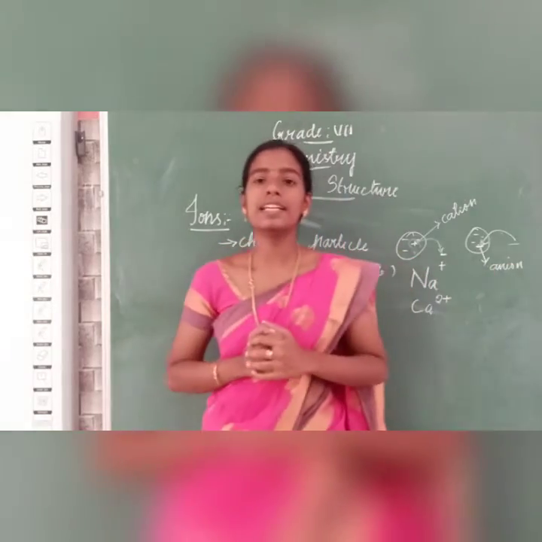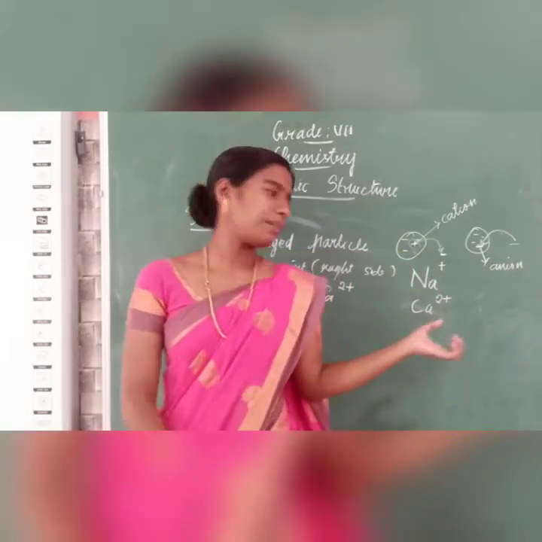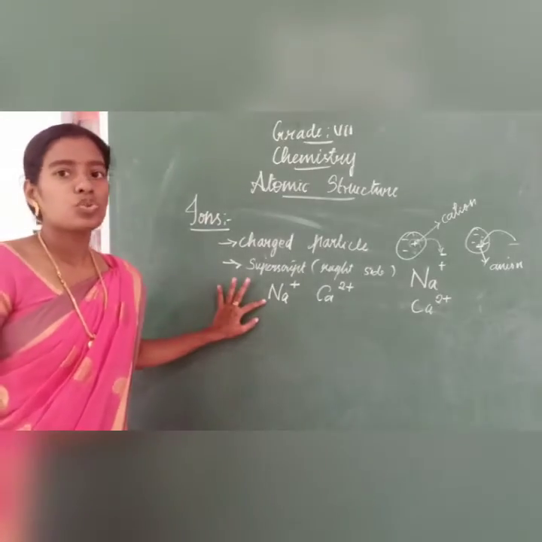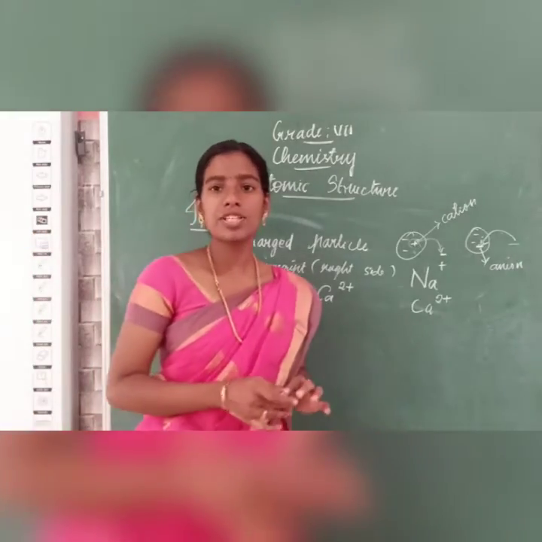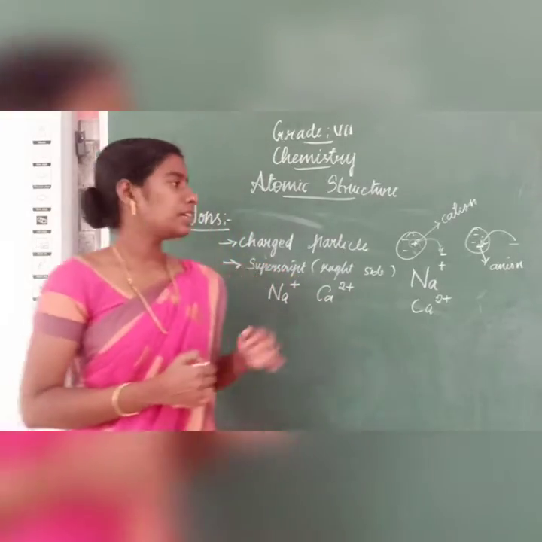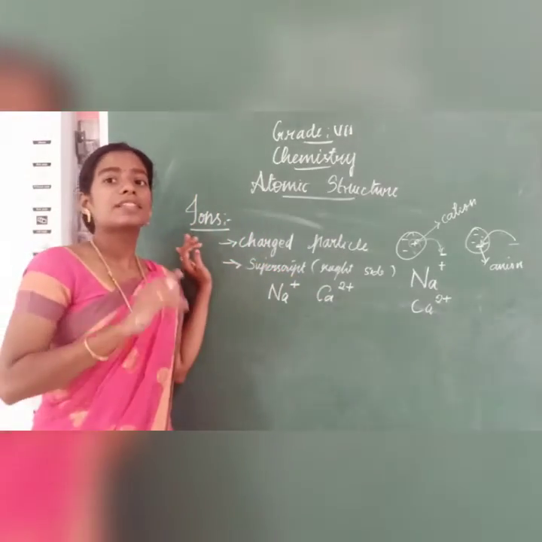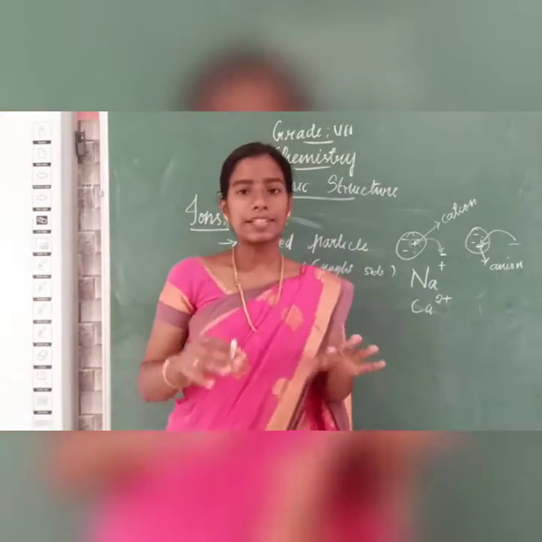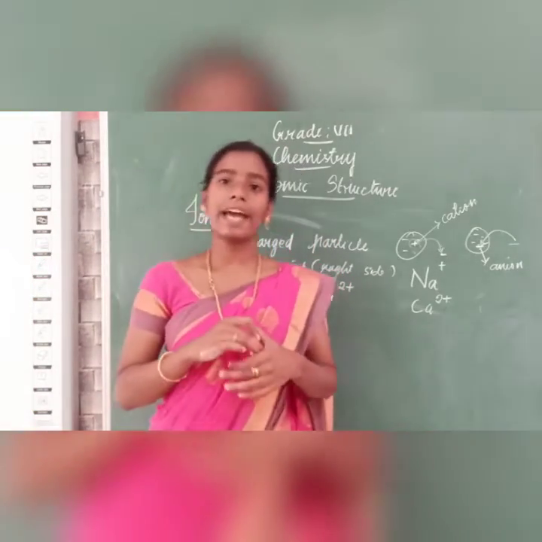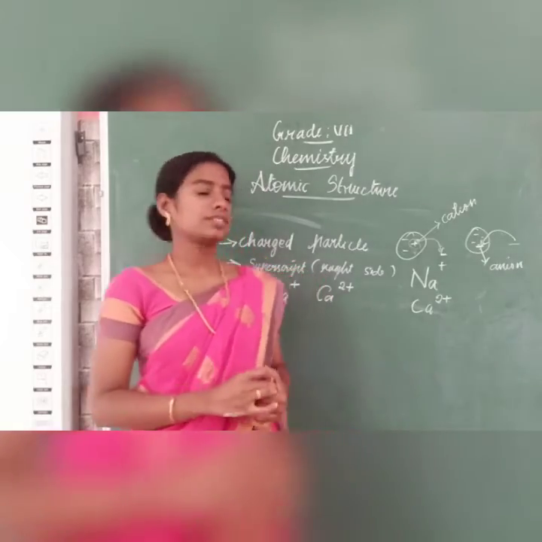In your book the representation is clearly given. Many examples are given for this, sodium, calcium, many examples. You can go through that. Clear about what is an ion? The ion is a charged particle formed when an atom is losing or gaining an electron.